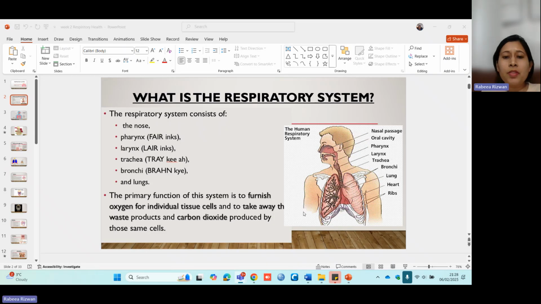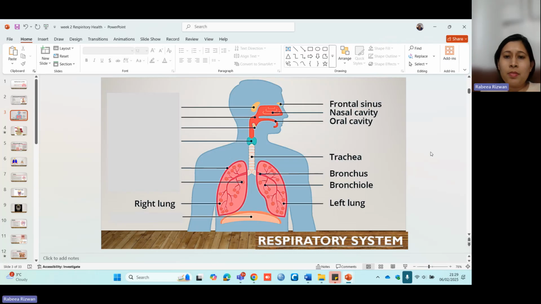The primary function of the system is to furnish oxygen for individual tissue cells and take away the waste products and carbon dioxide produced by the same cells. So this is the picture along with the labeling of the respiratory system. Nose, trachea, here is the pharynx, larynx, then the branches of bronchi and lungs. We will discuss again. I will show these labelings further.